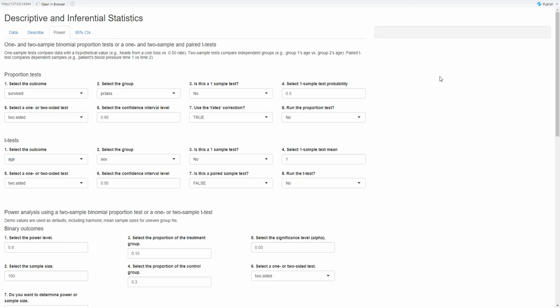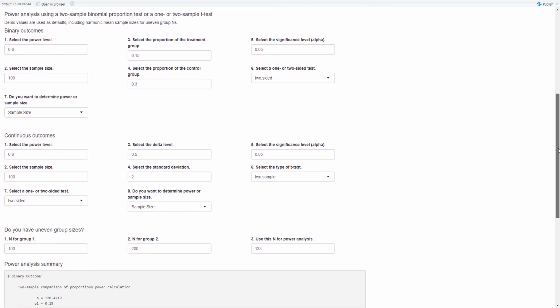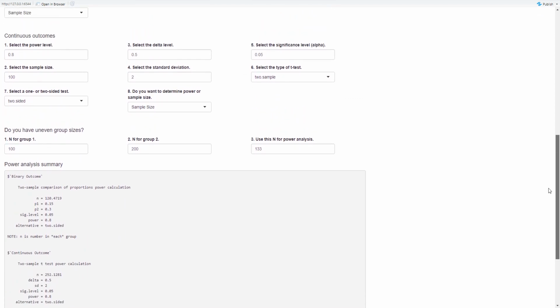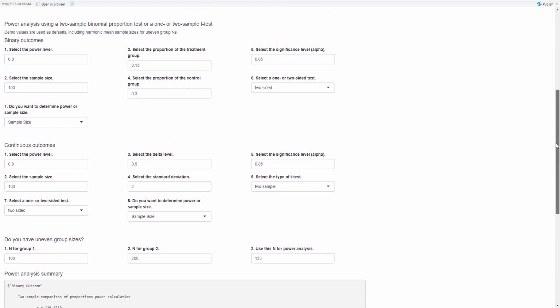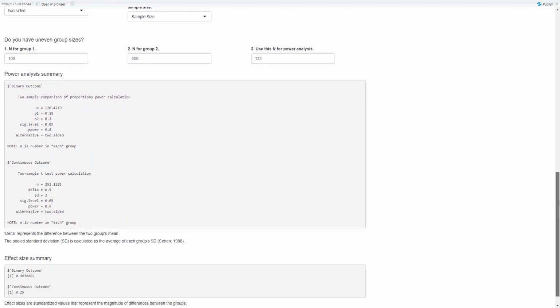This video covers how to do power analyses in the Power tab. From the Power tab, scroll down towards the lower half and go to the section under Power Analysis using a two-sample binomial proportion test or a one or two sample t-test. There are preset values here to demonstrate a power analysis, and the results are below.